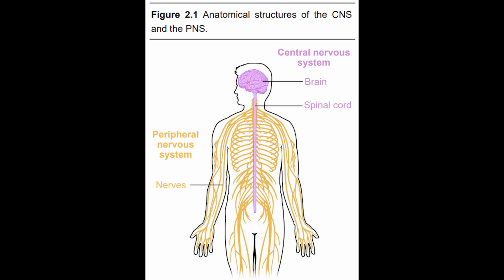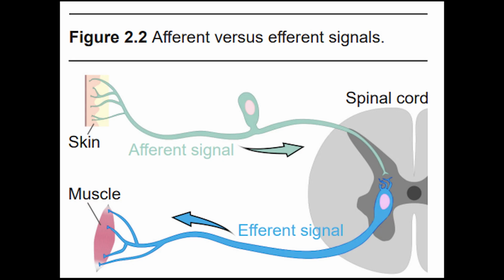Information passes rapidly between the PNS and the CNS, and vice versa. When a signal that originates in the PNS moves to the CNS, we sometimes say that the signal is incoming or ascending, while the CNS to PNS direction is outgoing or descending.